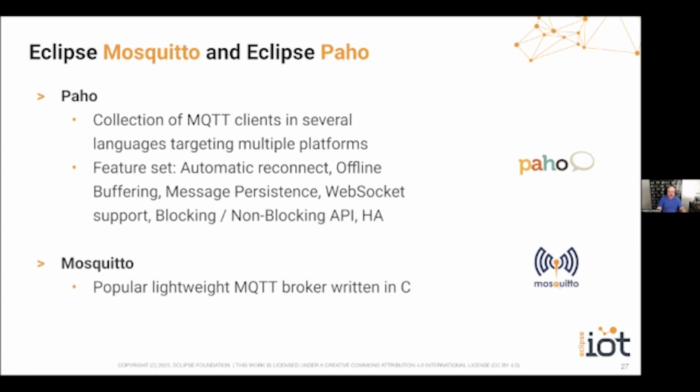And then from the broker perspective, there's Mosquitto, as I said, very popular, available in every Linux distribution or close to, and a very lightweight broker that you can deploy even in resource-constrained environments. We also have the Eclipse Amlen broker for cluster-aware, highly available types of deployments.